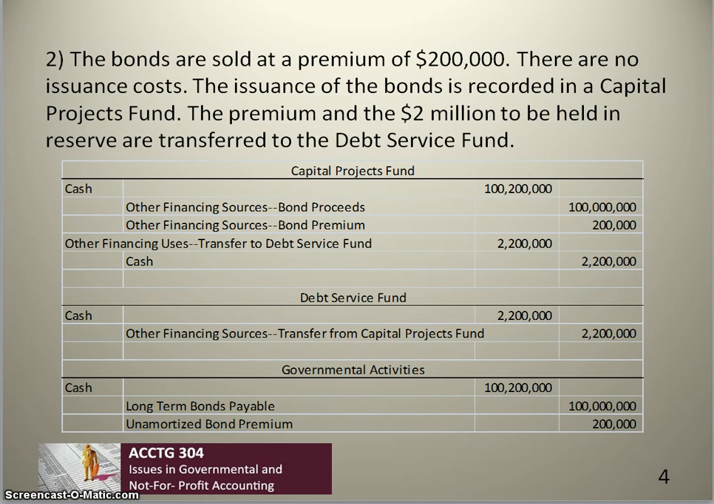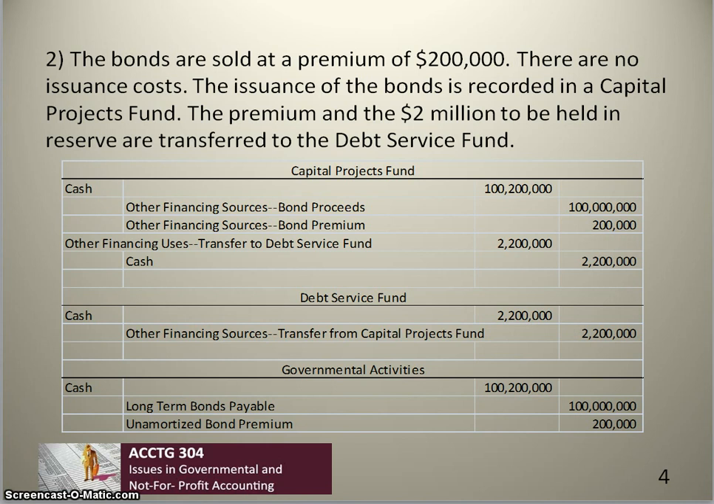So next, the city actually sells the bonds, the $100 million in bonds, at a premium of $200,000. There are no issuance costs. The issuance of the bonds is recorded in a capital projects fund because the proceeds will be used for a capital project. But then we have to transfer the premium of $200,000 and the $2 million to be held in the reserve from the capital projects fund to the debt service fund.